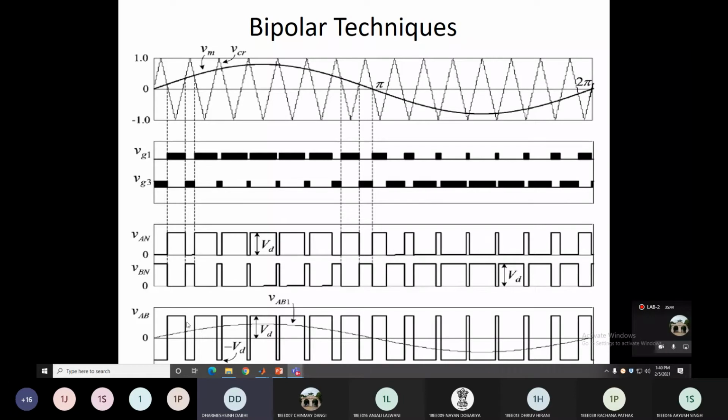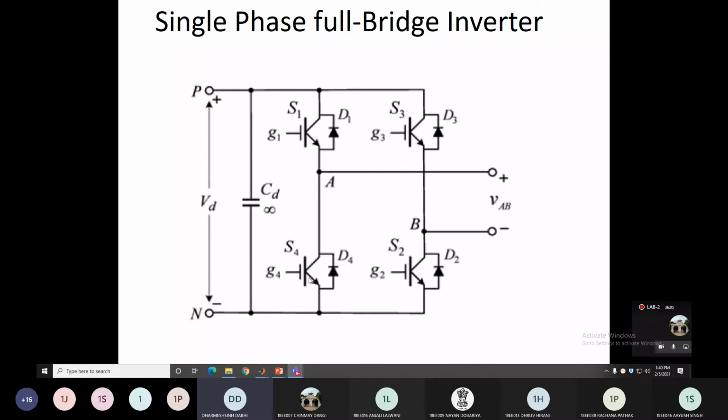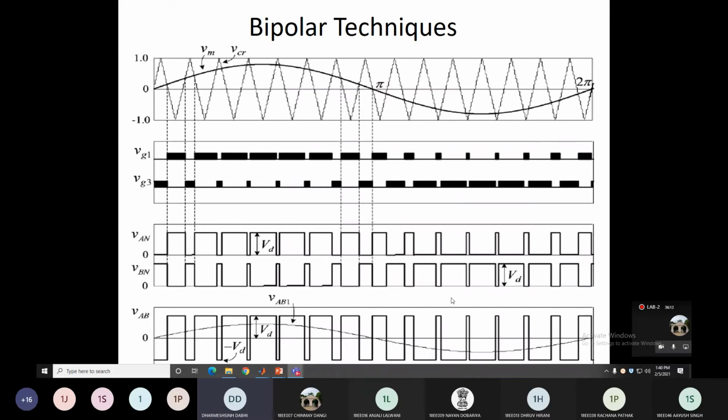Clear? So average between positive and negative magnitude. So it always gives me a positive magnitude between 0 to pi angle. Clear? Exactly opposite in the negative cycle: after this pi, you can see the width of VG3 is increasing. It means the gate pulse for switches S3 and S4 is increasing, so S3 and S4 remain on more often. Clear? So you get more width of output voltage in the negative direction.